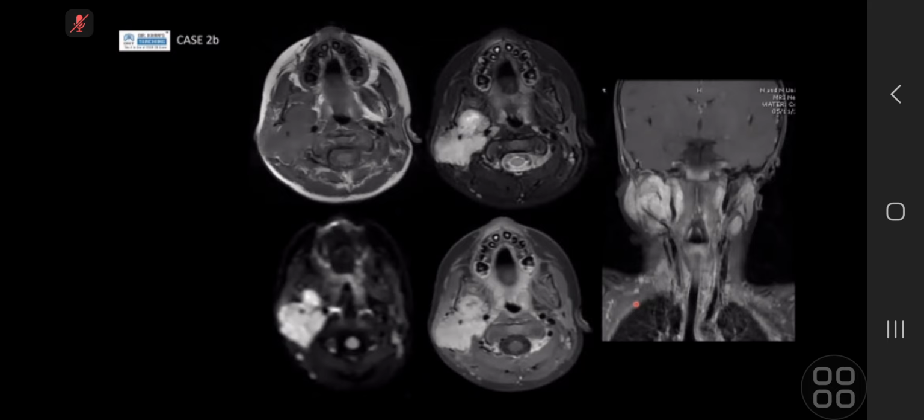In this, I think there is diffusion restriction, showing a high signal at the bottom left. So this is more likely to be a carotid body tumor, and as I said, I don't see any other lesion. The other differentials are enlarged lymphadenopathy, schwannoma, and neurofibroma for this case.